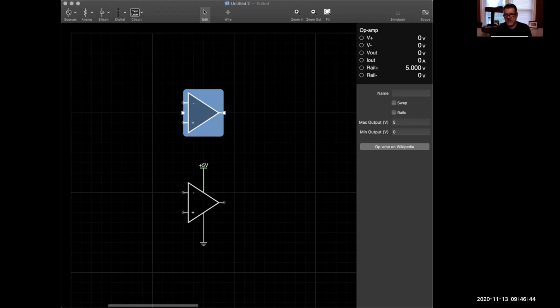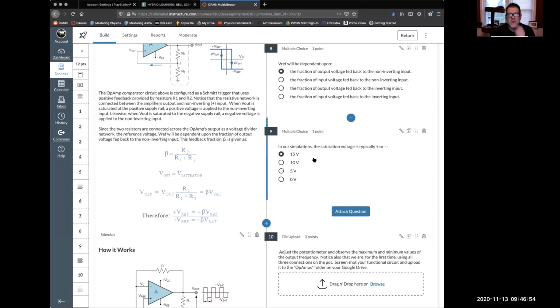But I was interested to see the rails, because there was a time back in the day that I wanted it to have rails and it didn't. I was a little bit frustrated by that. So, back to our multivibrator here.